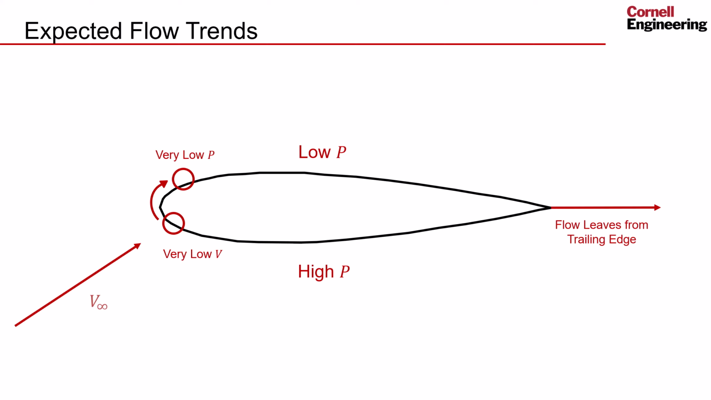At the back of the airfoil, we expect the flow to follow its sharp trailing edge because of the Kutta condition.